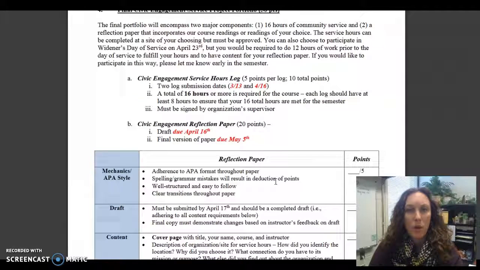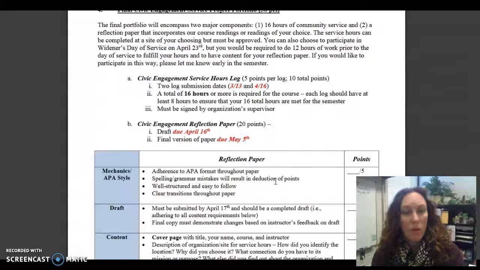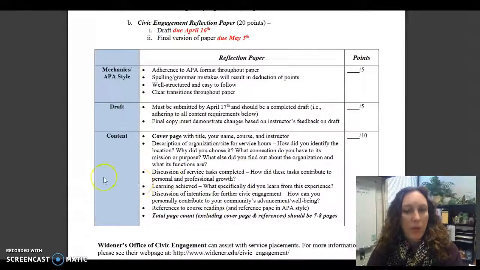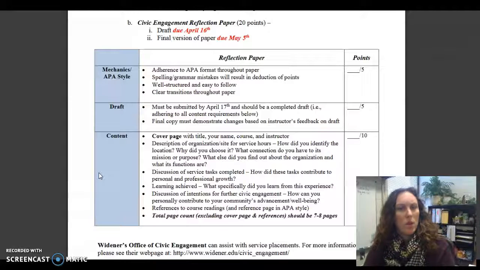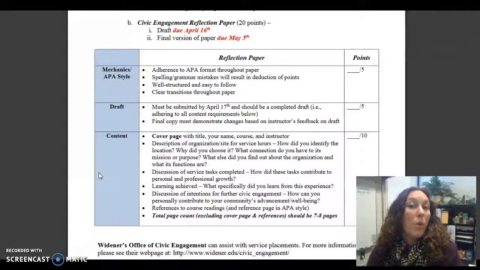And then finally, your service portfolio includes both your hour logs. I have them at 2 different points in the semester so that you have the ability to start them early. The first log is due on the 13th, and I'm asking that there are 8 hours completed by that time, and then the remaining 8 can be completed by April. They also should be done early so that you have enough time to write your reflection paper. The content of that paper and reflection is in this rubric here. We want to know not only what is the organization and how did you choose it, but also what was your experience. Who did you meet? What did you learn from the experience, etc.